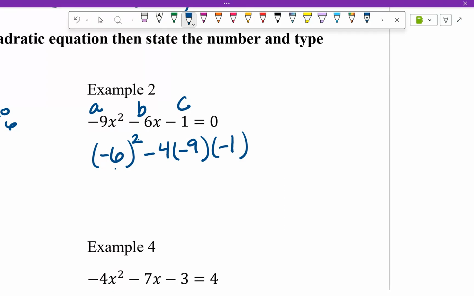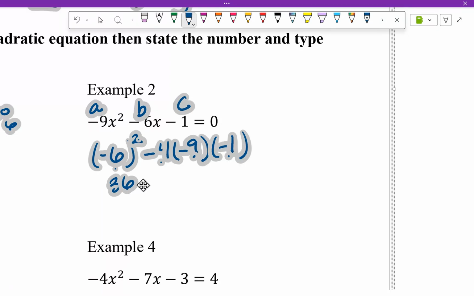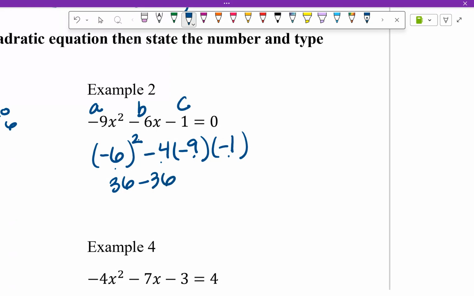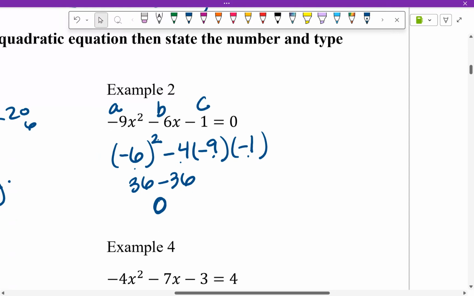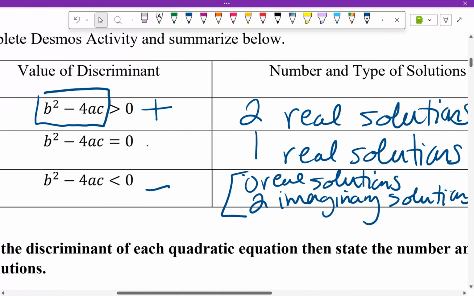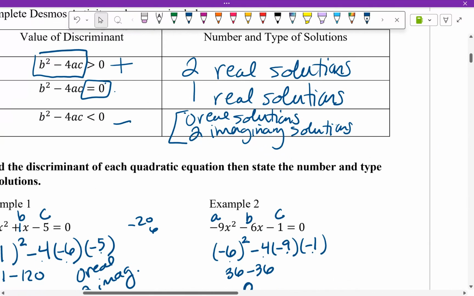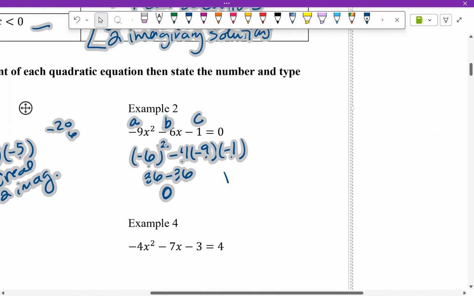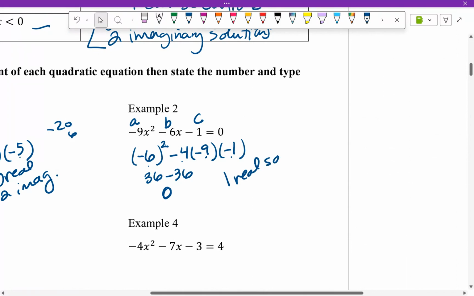All right, what is -6 squared? 36. Good. What's -4 times -9? 36 times -1. Perfect. Hey, what's 36 minus 36? Ooh, 0. Go back to your chart. How many and what type? 1 real, because it was equal to 0. But again, it has a double root. That's why it still accounts for 2. 1 real. I'm not going to worry about the word solution.